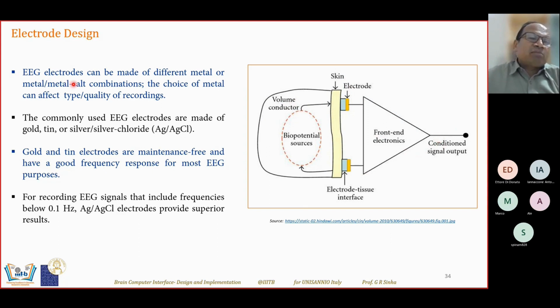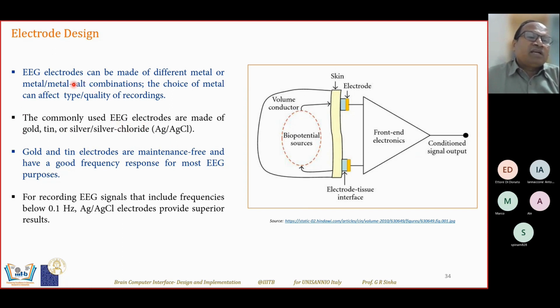So EEG electrodes can be made up of different metal or metal salt combinations. The choice of the metal affects the type and quality of the recording. If you want better quality, the type of metal will change. Commonly used EEG electrodes are made up of gold. Of course, you can understand, gold and silver have very high conductivity, so they will capture the signal. So gold is there, tin is there, and you know the price of gold as well. Silver chloride is just to provide the conductivity.